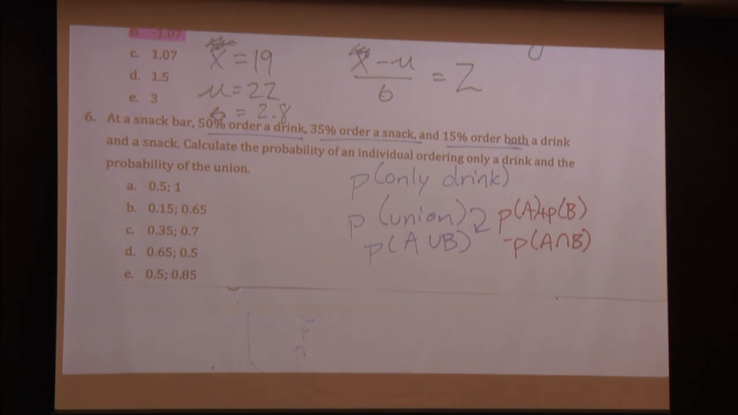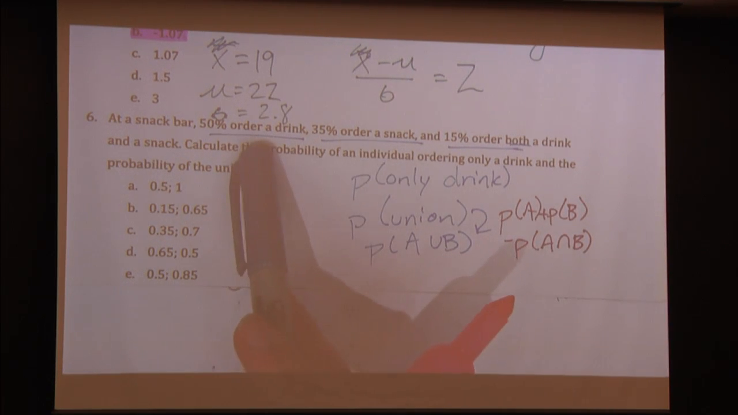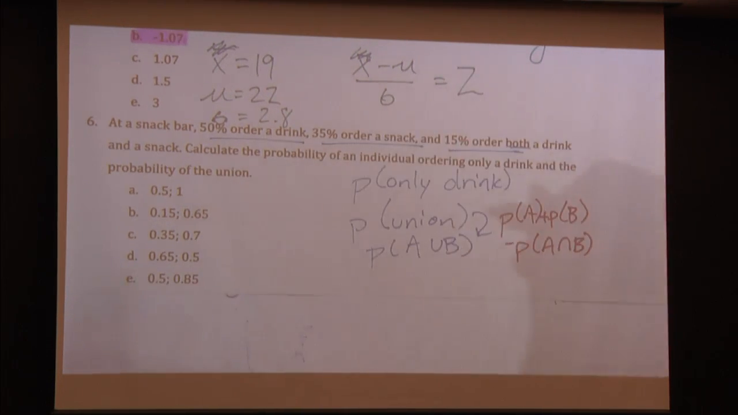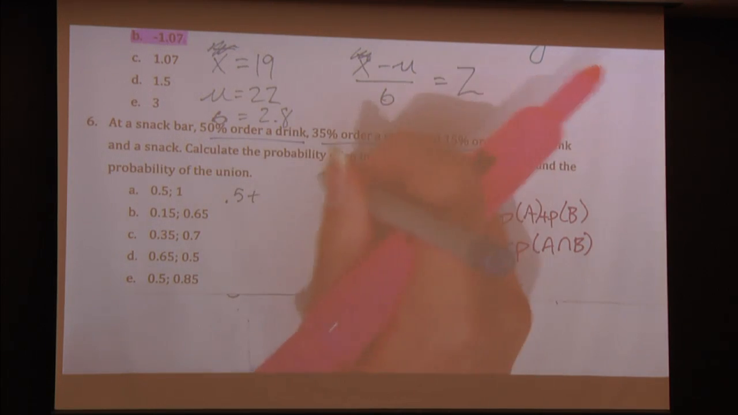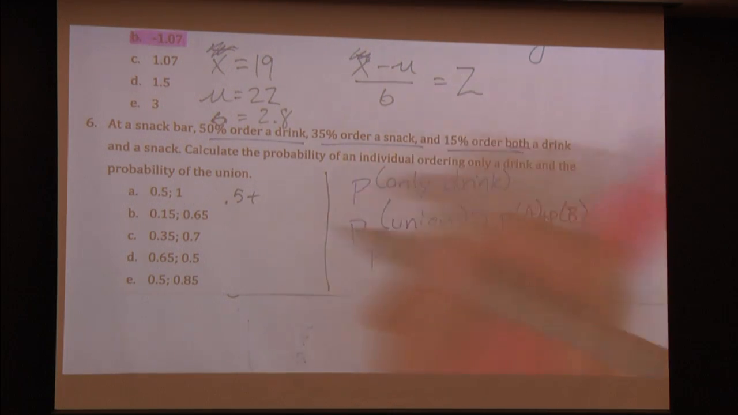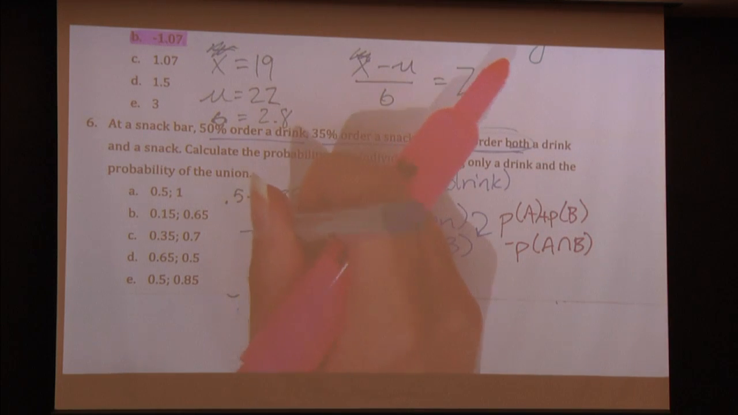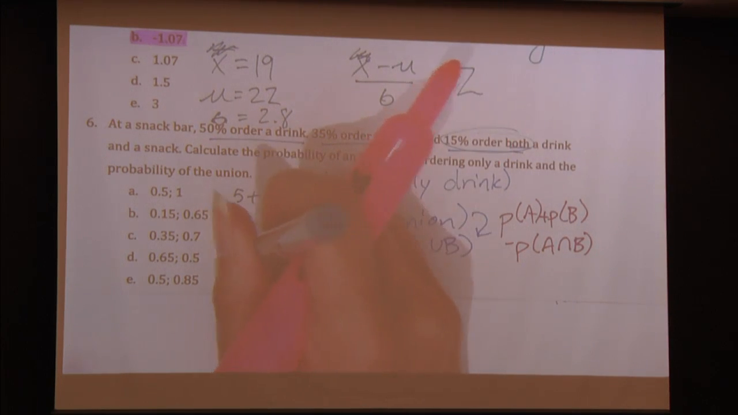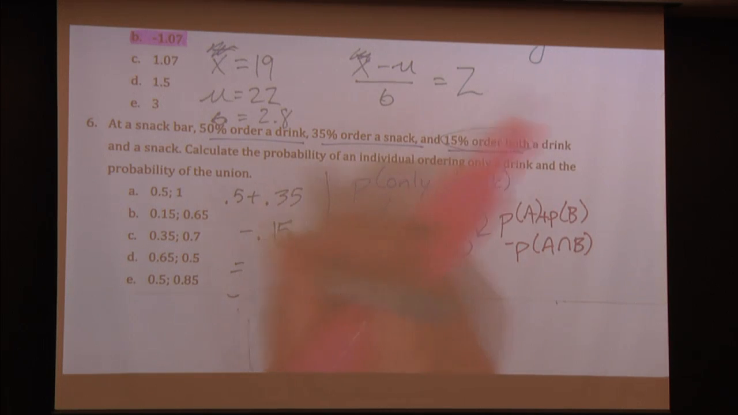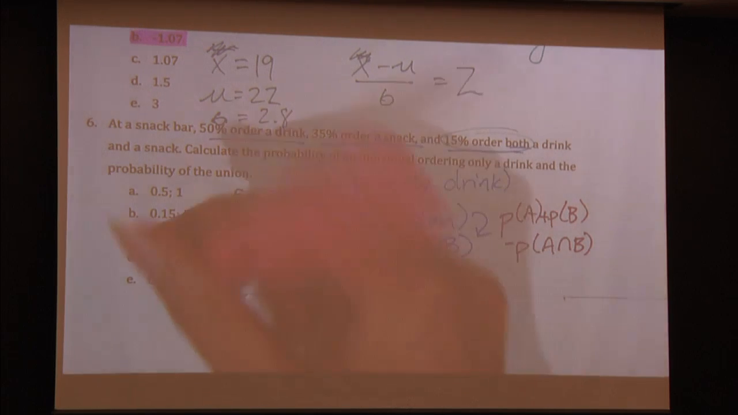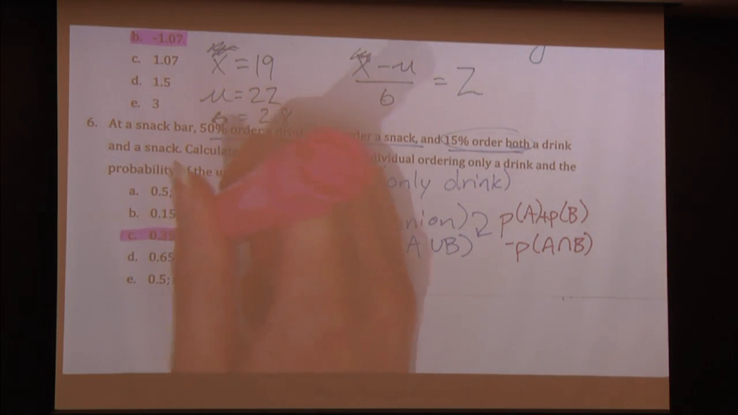So we can go ahead and do the math together for a second. We can call A just the first probability we see, so we can call it just probability of drink. So we have 0.5 plus our other probability, which we could do the snack, and then minus the intersection, which we said was the both. So minus 0.15. And when we do that, you should get 0.7. So we look and C is the only answer option that has 0.7.